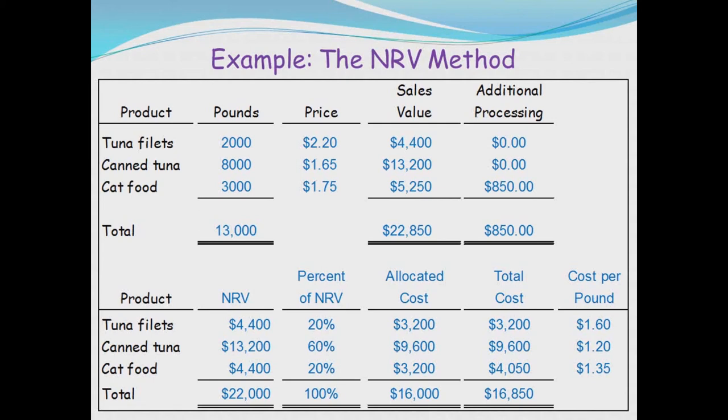So your cost per unit for your cat food is the amount allocated plus its deductible costs, which gets you to $4,050, and you break it down that way. Okay? Net realizable value. Yes, sir.